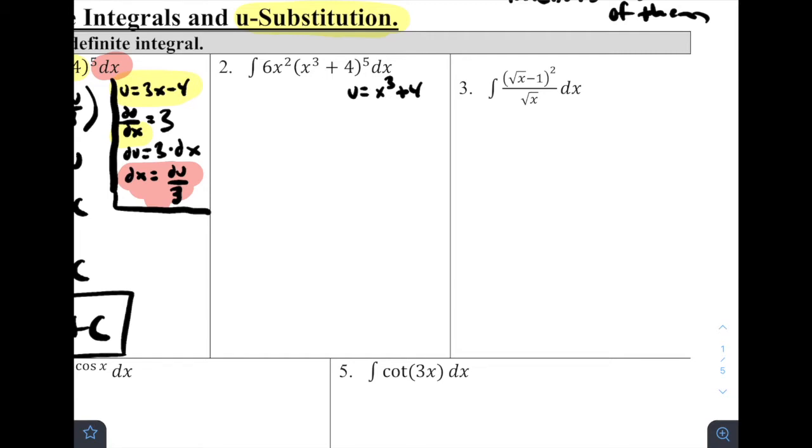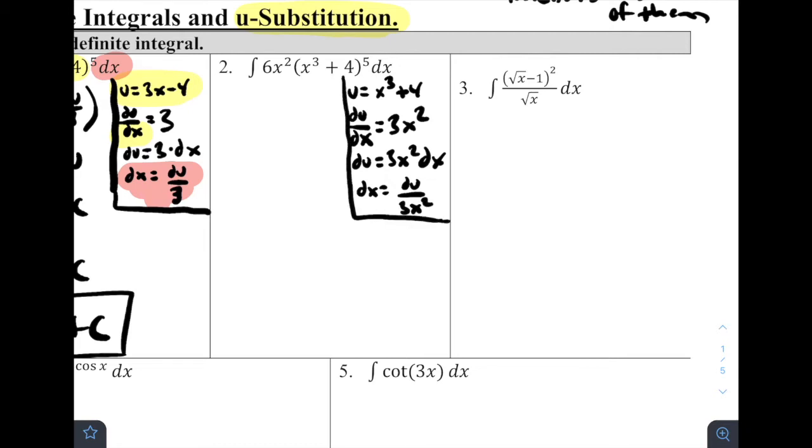What's the derivative of that? Well, the derivative of that, we're going to call du dx. That's going to be 3x squared. Next, we want to get the dx by itself, so we're going to multiply that to the other side. du is equal to 3x squared dx, and I'm going to divide by 3x squared. So that means that dx is equal to du over 3x squared. So again, this is my side work over here.